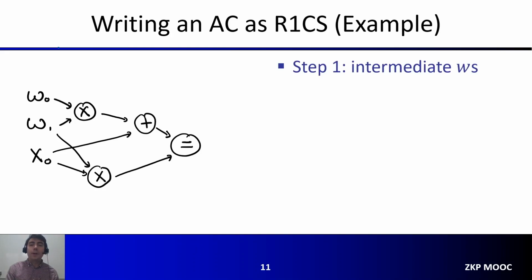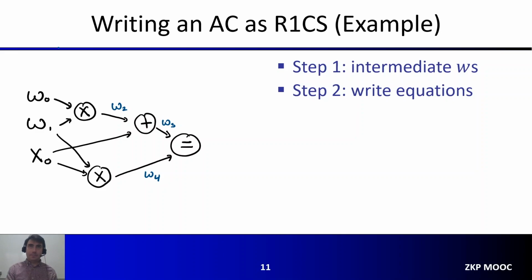The first step is to introduce a new witness variable for every intermediate wire. So that means, since there are three intermediate variables, we're going to need three new witnesses, W2, W3, and W4. Now, in the second step, we write down a single rank 1 constraint for every gate. So each gate will have its own constraint. We'll end up with 4 constraints.